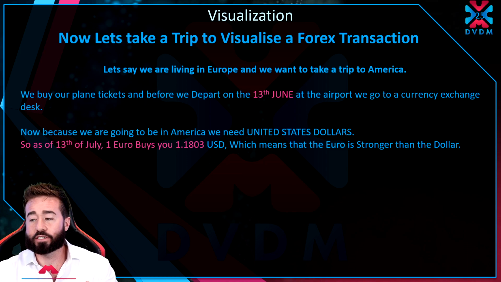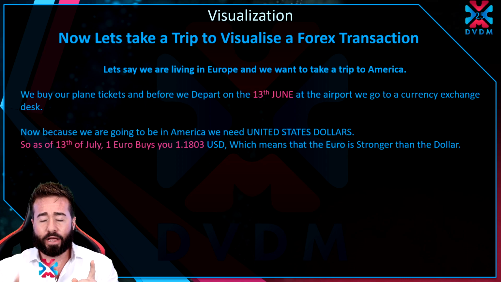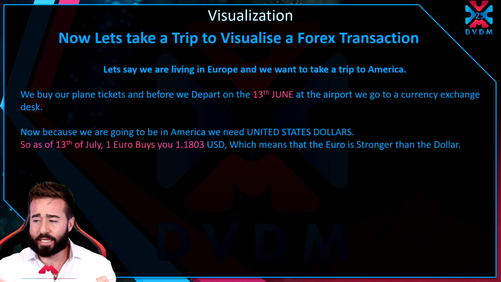So as of the 13th of July, we go to the counter and the lady says €1 buys 1.1803 United States dollars. So we're not too familiar with currency exchange, but the thing we observe is that €1 is buying you 1.18 United States dollars. So €1 is buying more than $1. So €1, the euro is currently stronger than the dollar. We can see that just in the numbers. So we observe that, and that's cool. Again, we don't care. We're going to America.